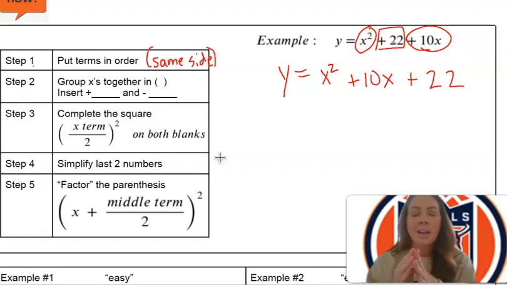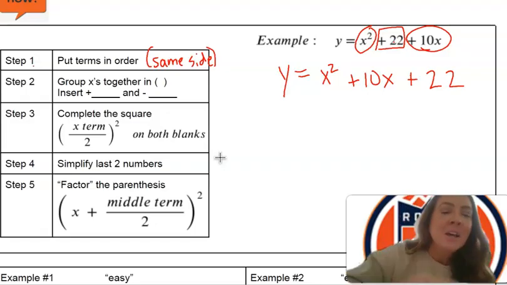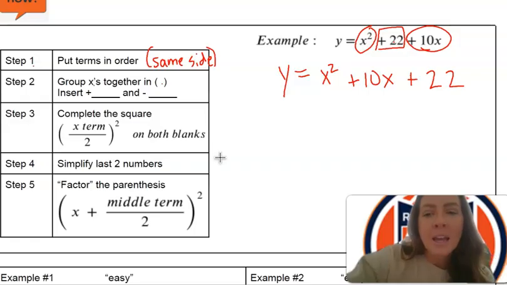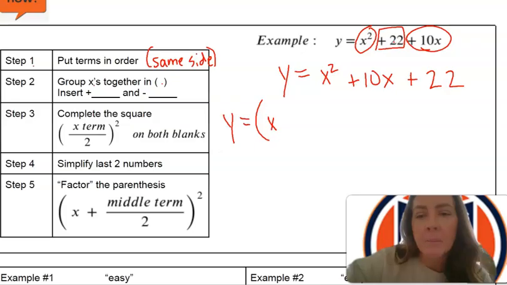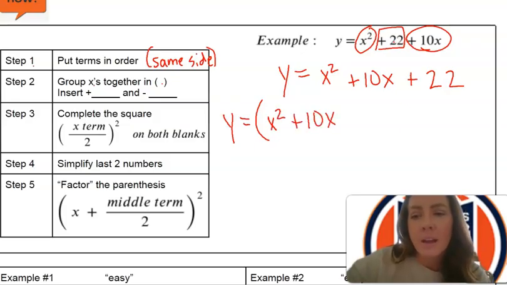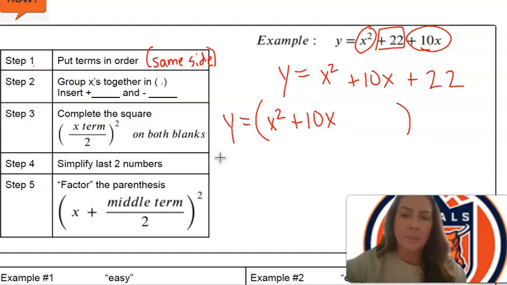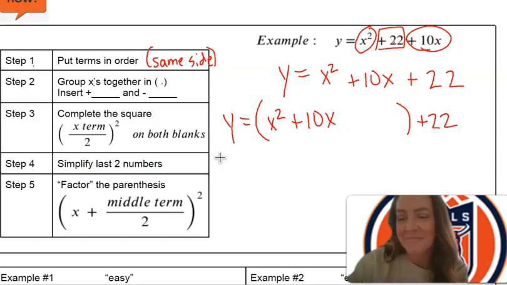Now step number 2 has 2 parts to it. What we want to do is group the x terms together, and we do that with a parenthesis. So I'm going to add a parenthesis, and I'm going to put the x squared and the 10x together. Leave a space and close your parenthesis. I still need this 22, but I don't want it inside. That's the first part of step 2.